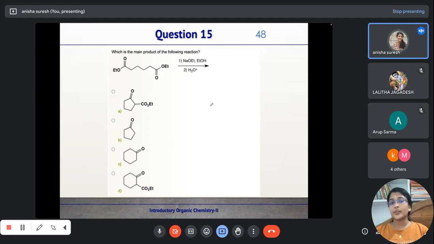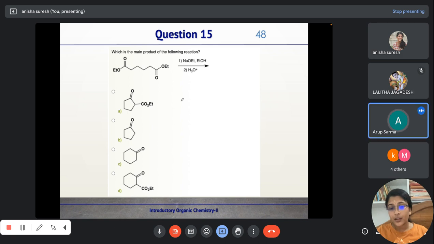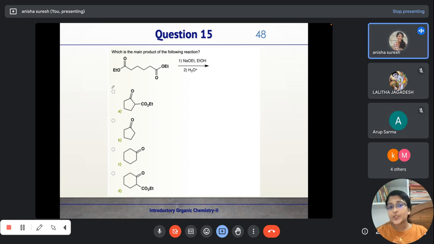Now coming to the last question of today's lecture, which is the main product of the following reaction? Here a diester compound is given and it is treated with a base, NaOEt, in the presence of ethanol and finally undergoes hydrolysis. So what will be the product that will result? Option D? Option B? Yes, ma'am. Actually, option A will be the correct answer.